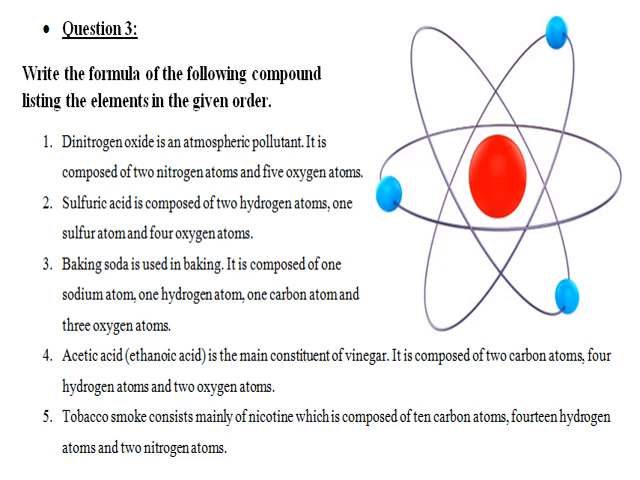Moving to question number 3. Write the formula of the following compound, listing the elements in the given order. So let's start with the first one. Dinitrogen oxide is an atmospheric pollutant. It's composed of 2 nitrogen atoms and 5 oxygen. 2 nitrogen, so it's N2, with the 2 written down like this. And 5 oxygen atoms, so it's O5.